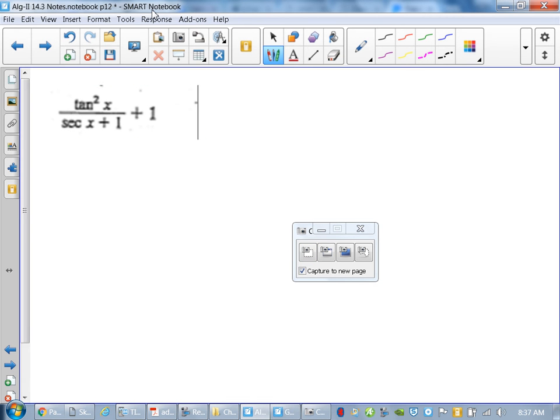So, what you recognize is that tangent squared can be rewritten in terms of secants. So, tangent squared is secant squared minus 1, and that would go over your secant plus 1. And then we still have a plus 1 here. Now, secant squared minus 1 is secant squared, a perfect square. Is 1 a perfect square? Is that a subtraction symbol? If you've said yes to all 3 things, then you need this product.